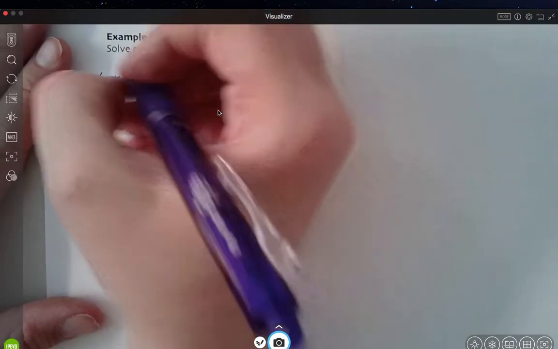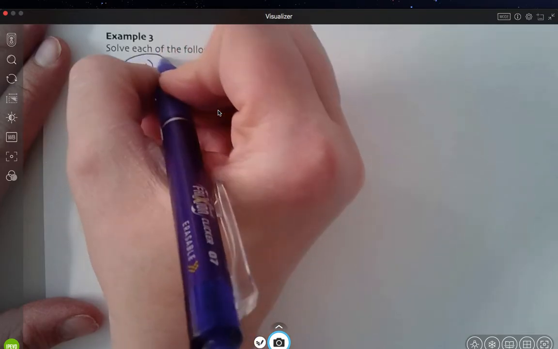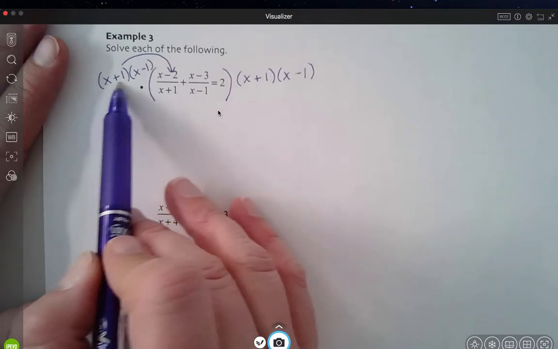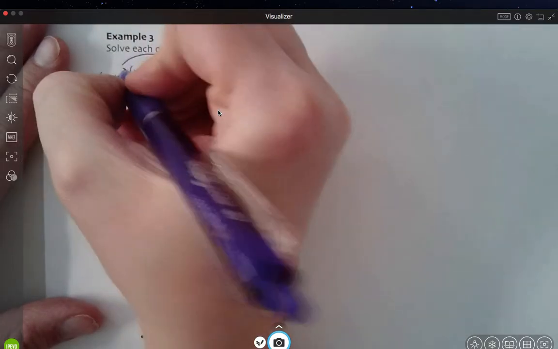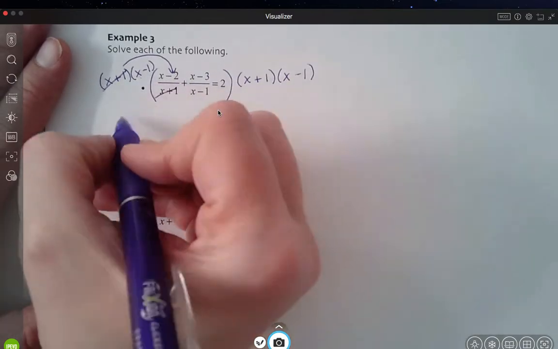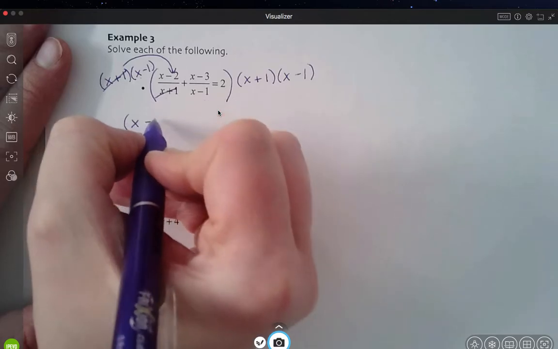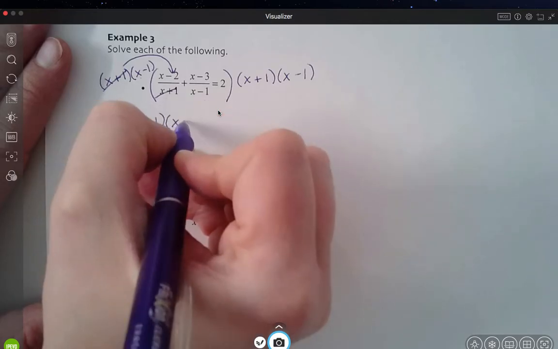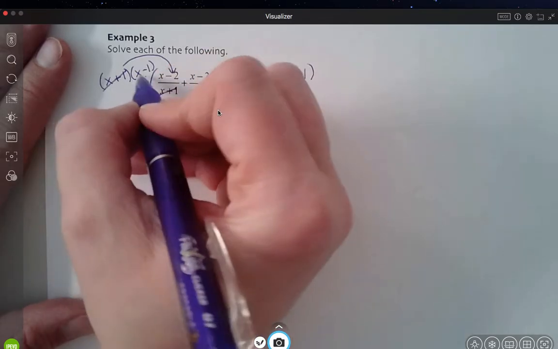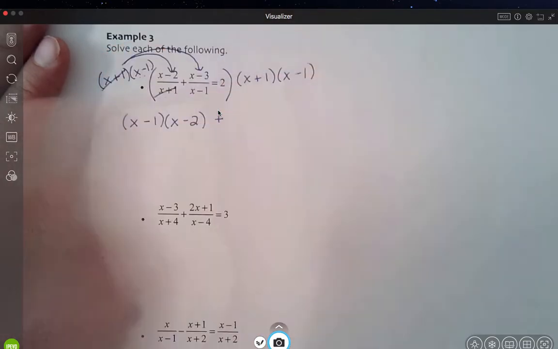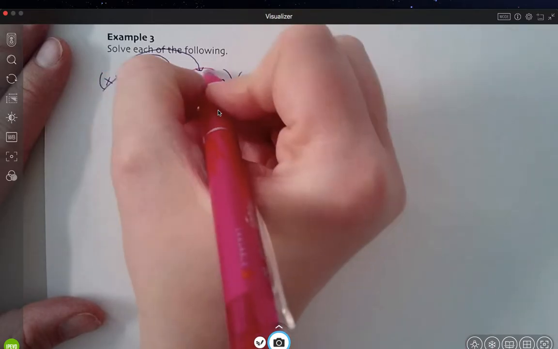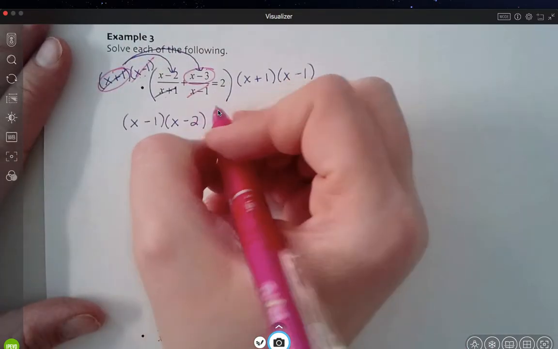So what's going to happen here when I take these two and distribute to this first fraction? When I multiply by the x plus 1, this and this are going to cancel, and I'll be left with x minus 1 times x minus 2. Plus, then I'm going to take this whole thing and multiply by this fraction. And when I do that, the x minus 1s are going to cancel, but I'll be left with the x minus 3 and the x plus 1.